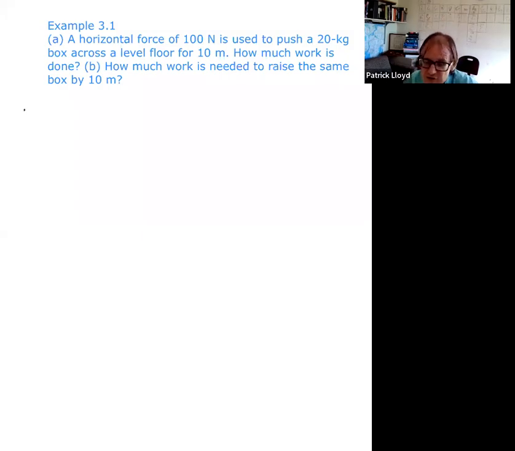So this is the first example problem from chapter 3, which is energy. A horizontal force of 100 newtons is used to push a 20 kilogram box across a level floor for 10 meters. How much work is done? And then in question B, how much work is needed to raise the same box by 10 meters?